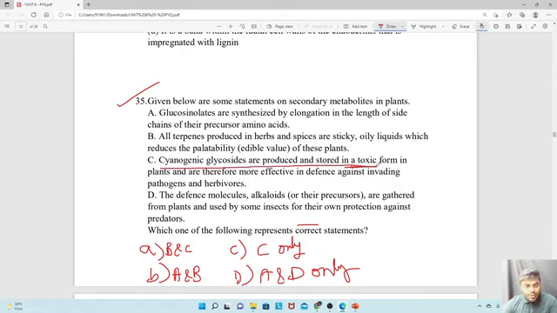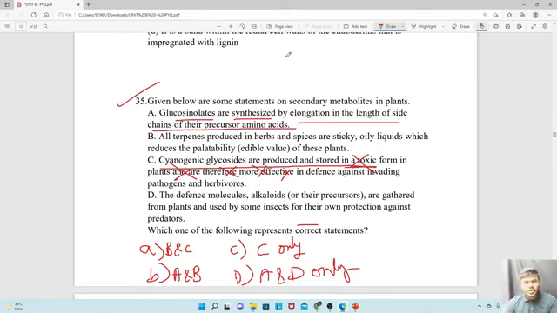Cyanogenic glycosides are produced and stored in the toxic form. Never ever. If it is stored in the toxic form, the plant will die, right? Obviously the plant will die if it is in the toxic form. Slowly, friends, think. Now look, option C is a wrong statement. Option A: glucosinolates are synthesized by the elongation of the length of side chains of their precursor amino acid.